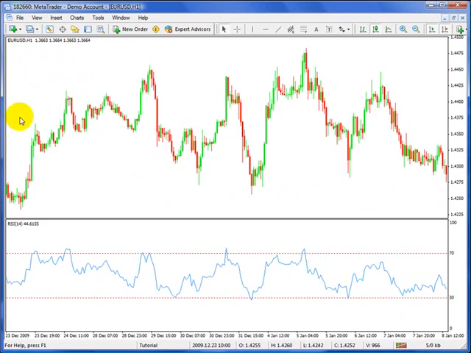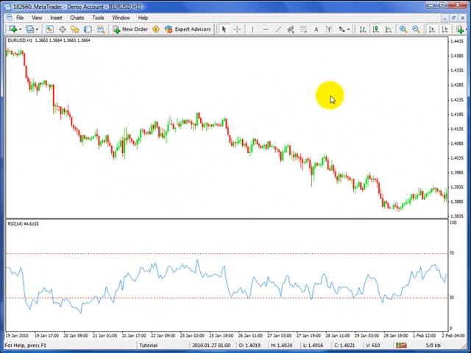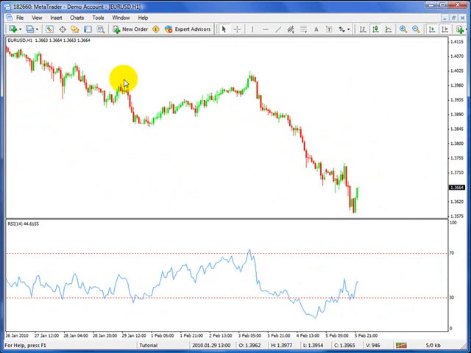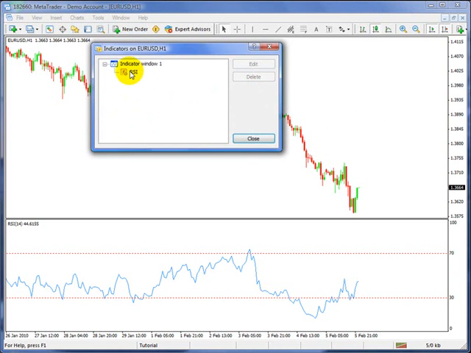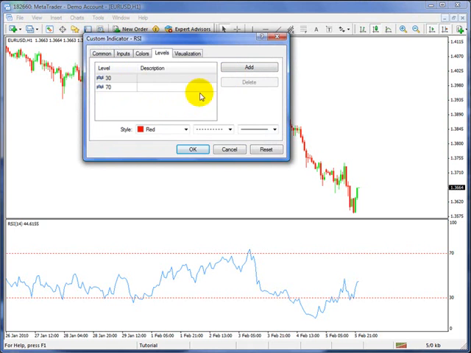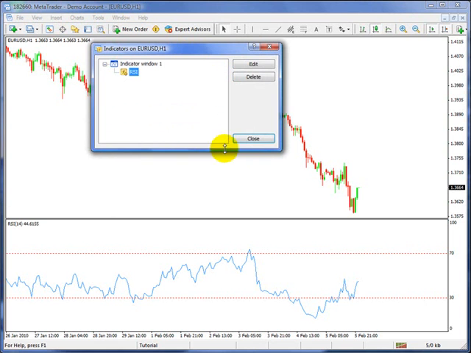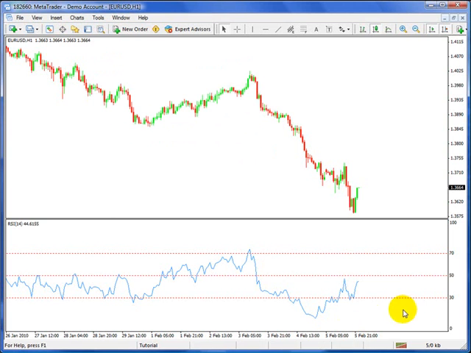Traders also use the RSI to decide whether or not they should be entering a long or a short trade. What we do is just let's go back to charts and indicator list, double click the RSI, and I want to come back to levels because I'm going to let you add another level, and that level I want you to add is the 50 level. So add the 50 and click OK and then close it.